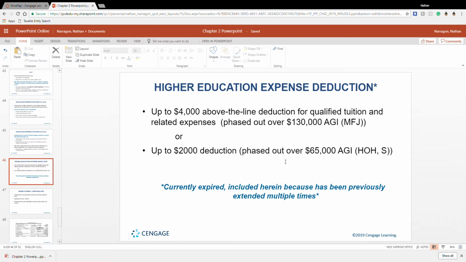These are currently expired, but included herein because they have been previously extended multiple times. Government changes their mind a lot with taxes, so always watch out. Again, we're going to get back into this stuff when we hit chapter 7.